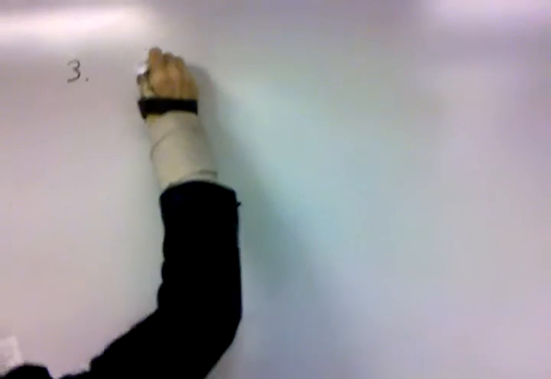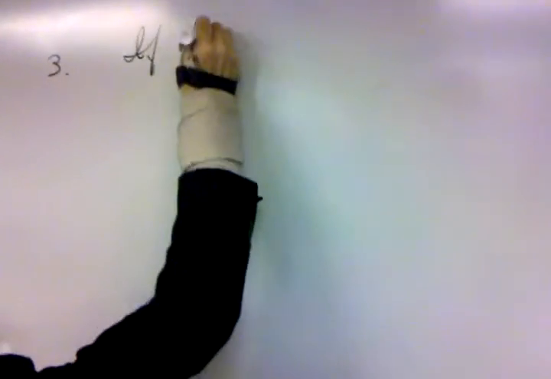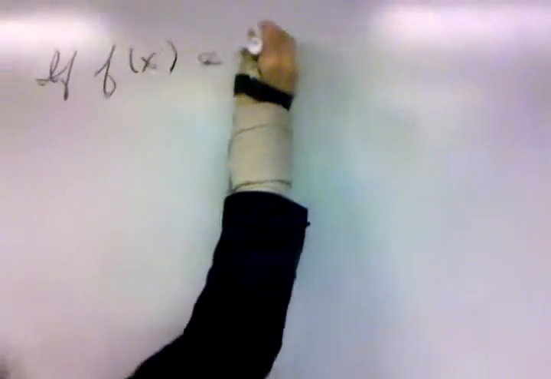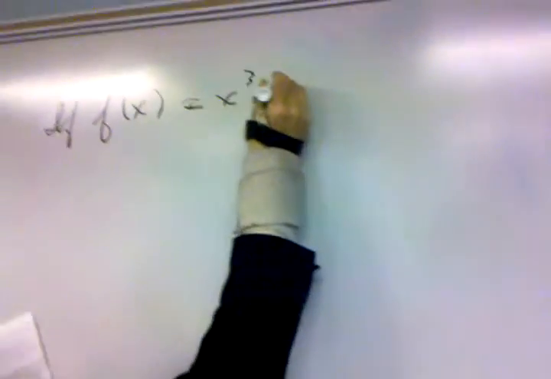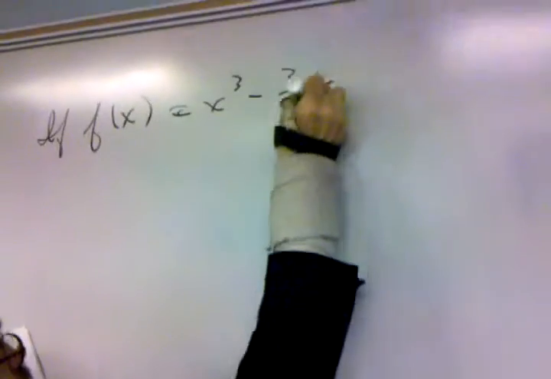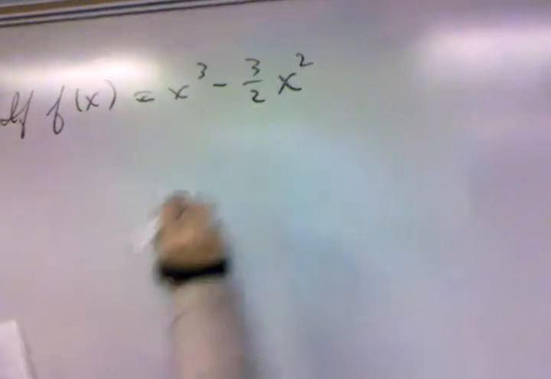Problem 3 is a lot longer and a lot harder. Here's how it is. We have the following. If f of x is given by the following expression, it's equal to x cubed minus 3 half x squared minus 18x.